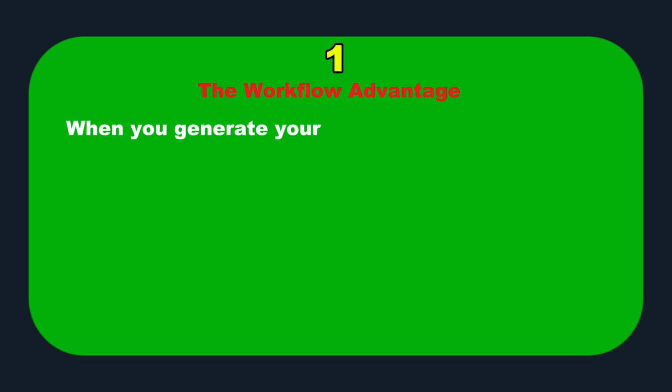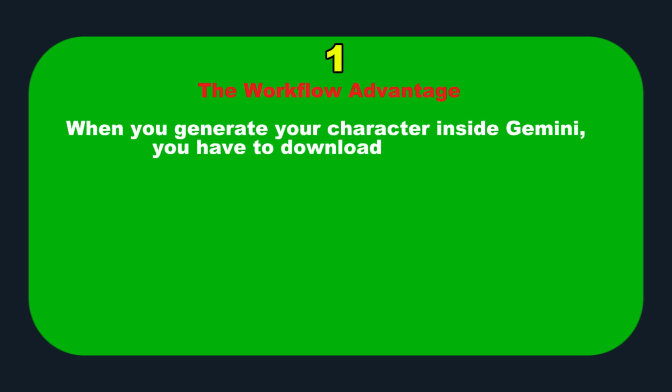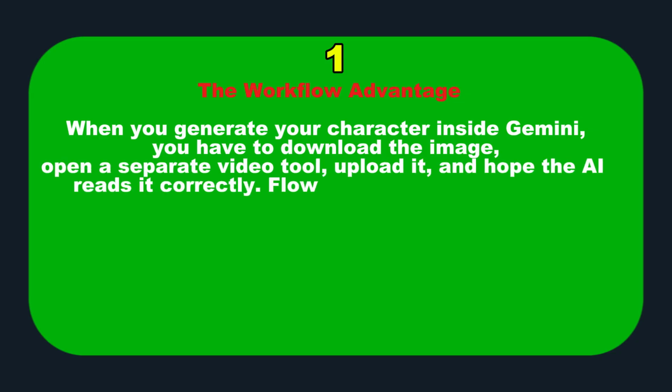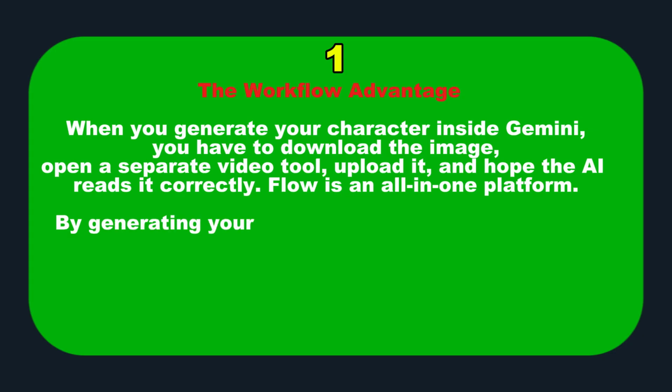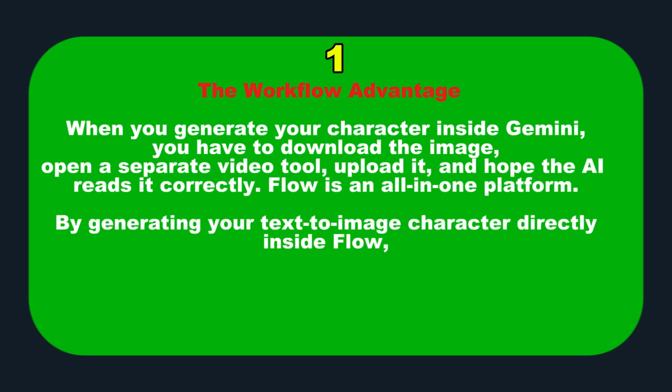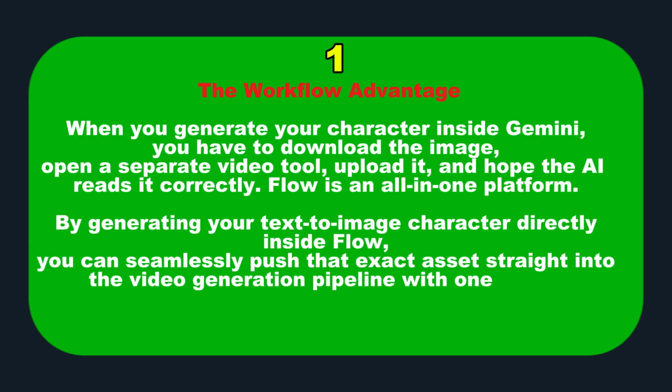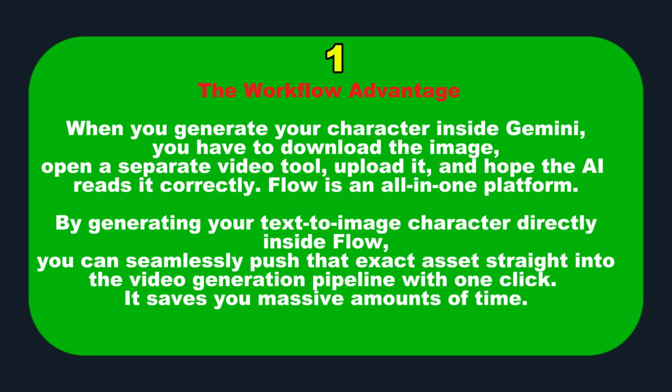One, the workflow advantage. When you generate your character inside Gemini, you have to download the image, open a separate video tool, upload it, and hope the AI reads it correctly. Flow is an all-in-one platform. By generating your text-to-image character directly inside Flow, you can seamlessly push that exact asset straight into the video generation pipeline with one click. It saves you massive amounts of time.